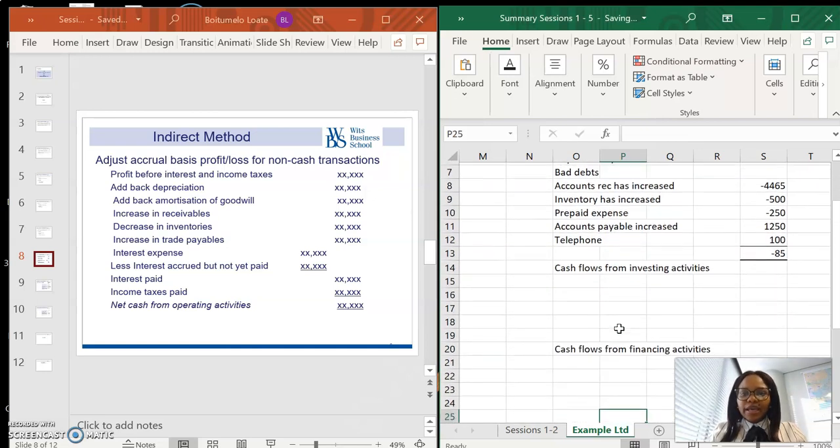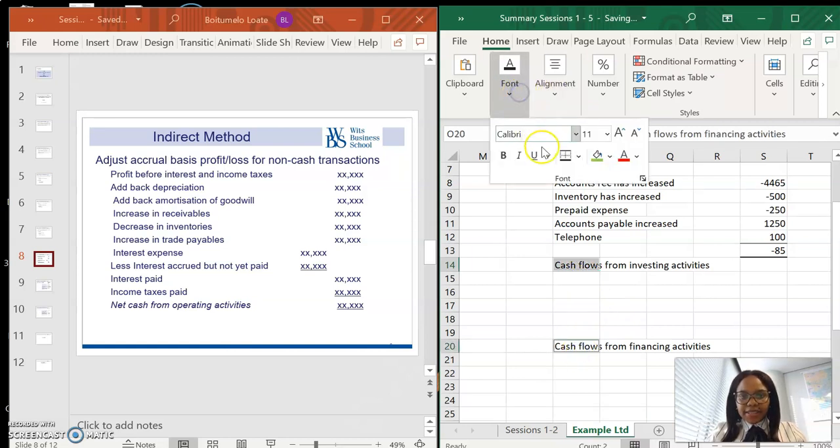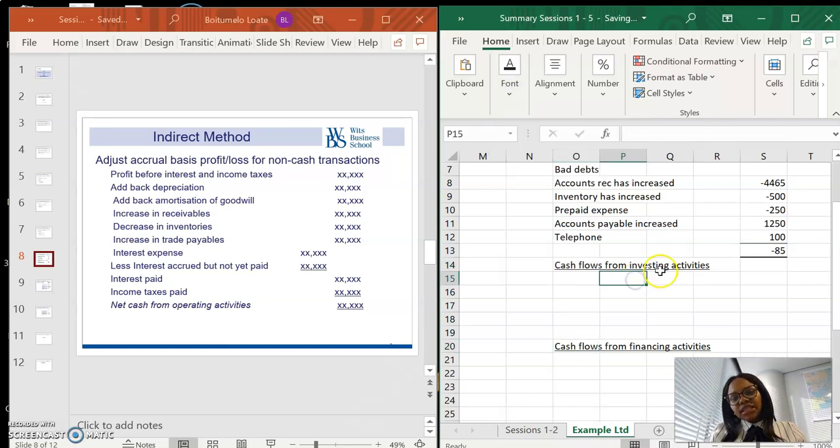Okay, let's have a look at our investing activities and our financing activities. Remember I said to you that for your investing activities, you need to look at your non-current assets, and for your financing activities, you need to look at your non-current liabilities and your equity. Okay, let's start with investing activities.